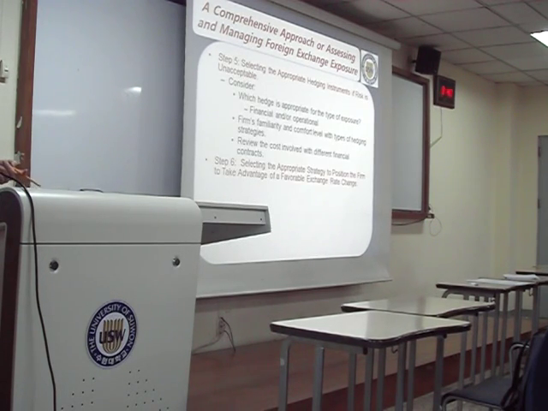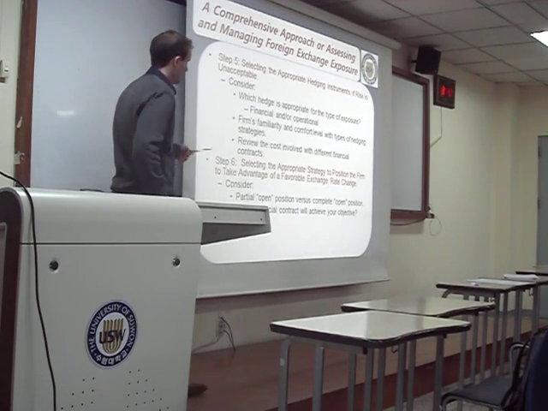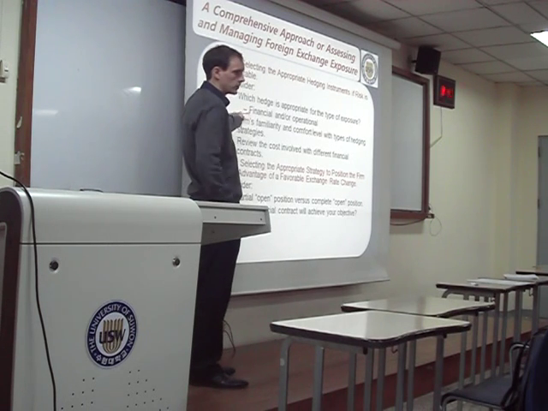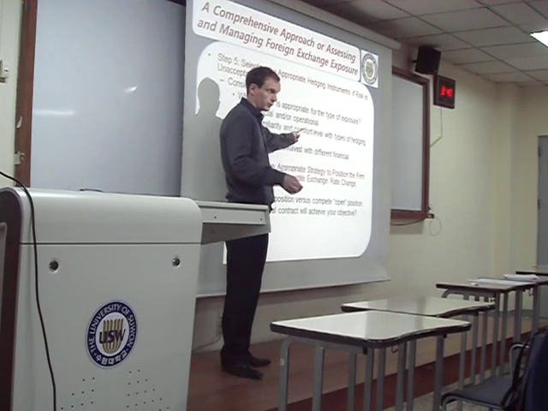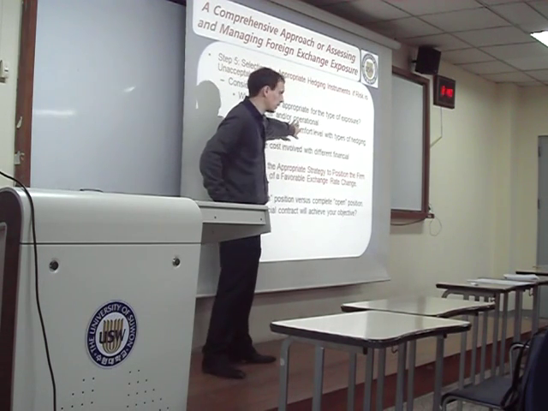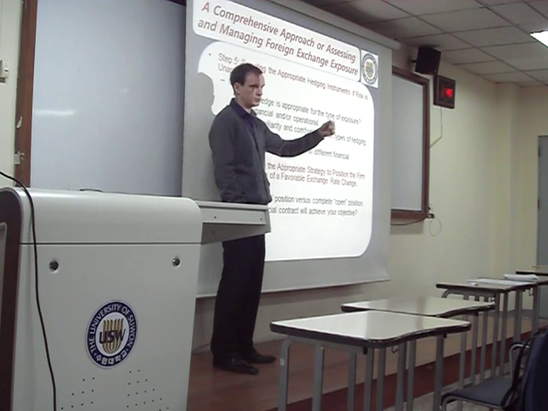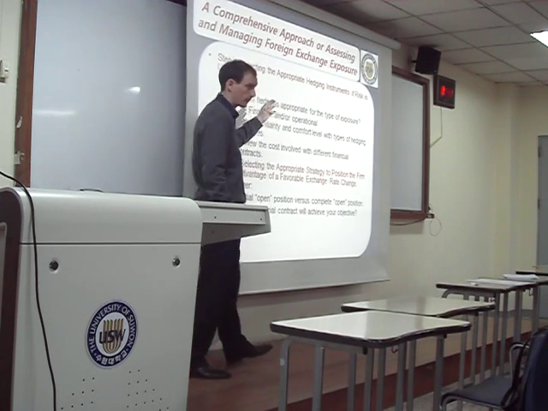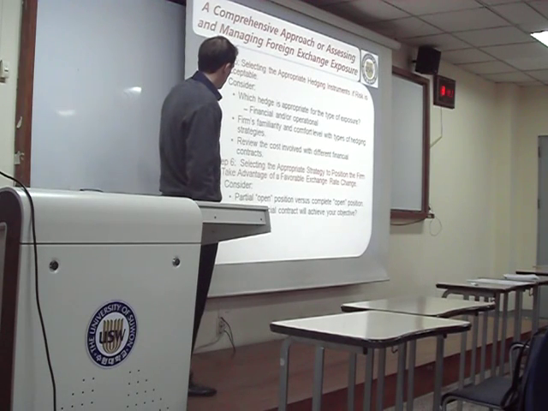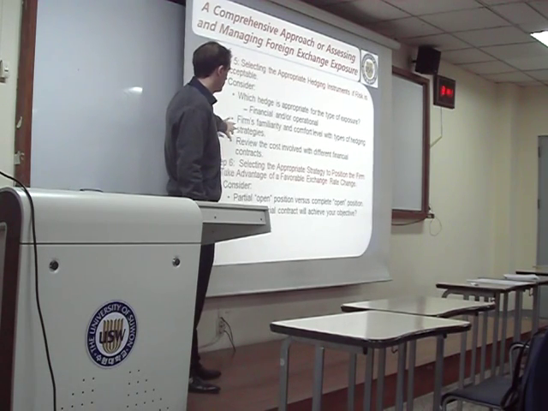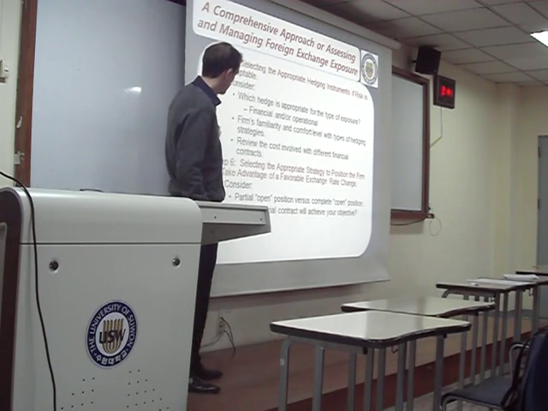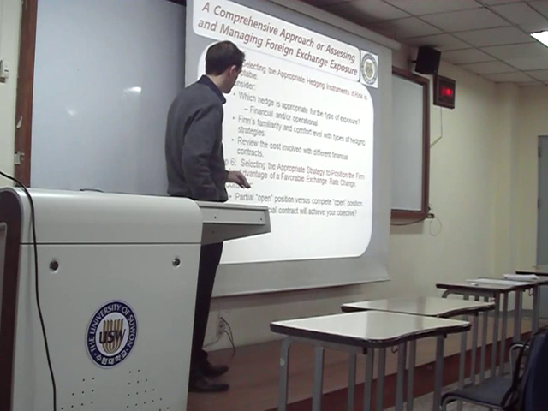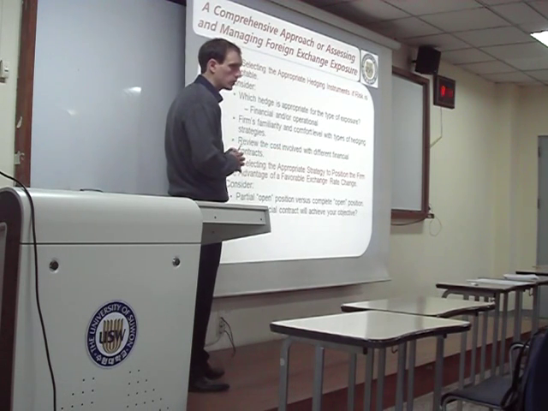Step five, select the appropriate hedging instrument. So we have to choose which hedge is appropriate. Financial hedging, like forward contracts. Operational hedging, like changing our production, diversifying our suppliers, trying to diversify our sales. Operational one. We'll talk about this with some case study. We have to look at the cost involved with the contracts. The easiest one is just to make a forward contract.